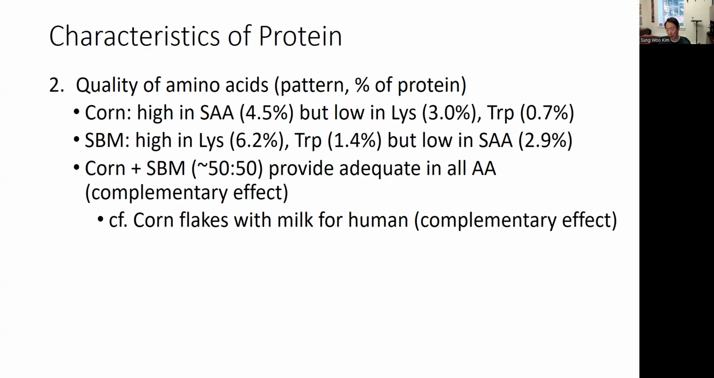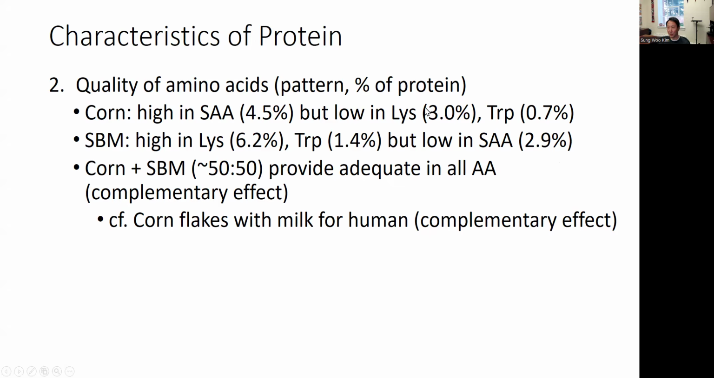As an example, here I should explain what sulfur containing amino acid is, shown as SAA. Those are two amino acids called methionine and cysteine. Two of them, very unique amino acids. They contain sulfur in the structure, so we call them sulfur containing amino acid or SAA. SAA content is high in corn protein, low in soybean meal protein.